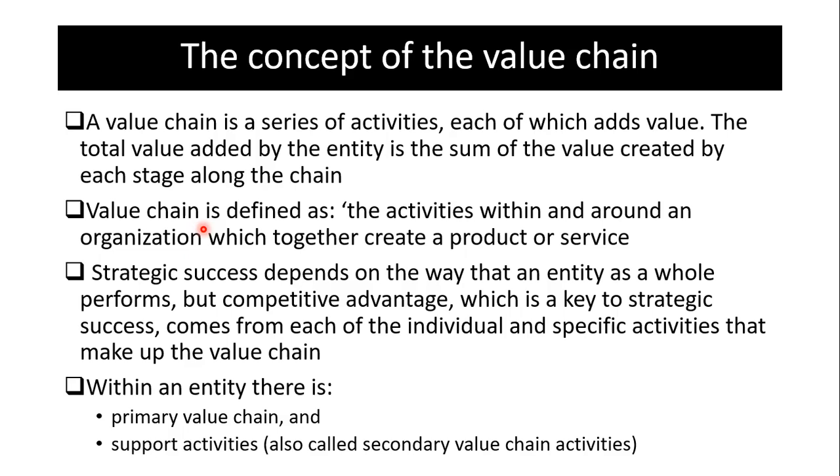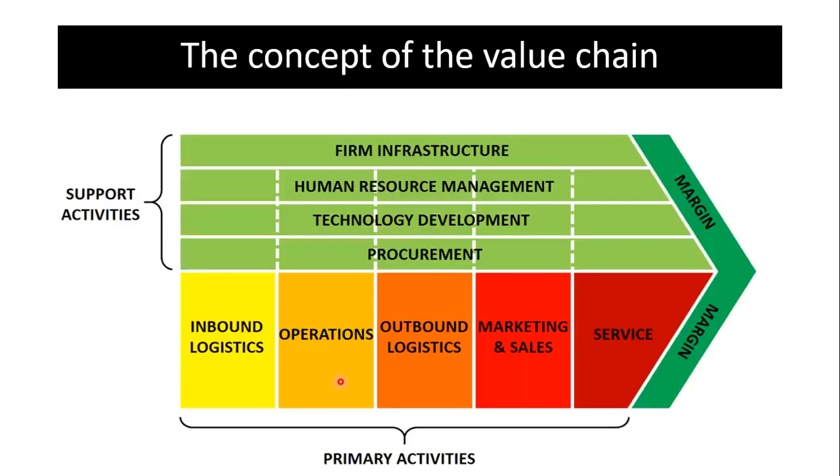Okay, so we'll see how the value chain is. Essentially, the value chain is split into what we call the primary value chain and then the secondary value chain or the support activities. The primary value activities include inbound logistics, operations, outbound logistics, marketing and sales, and then finally service. These are the primary activities that underlie the value chain of an organization.